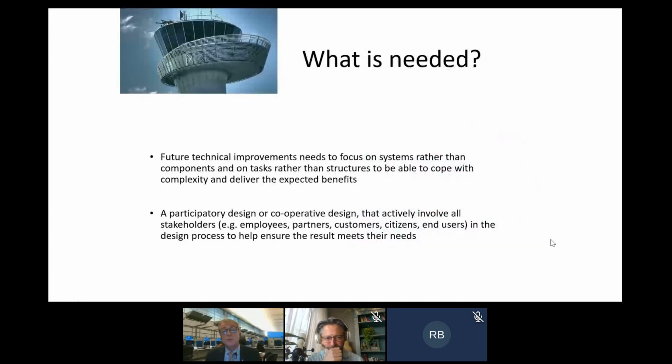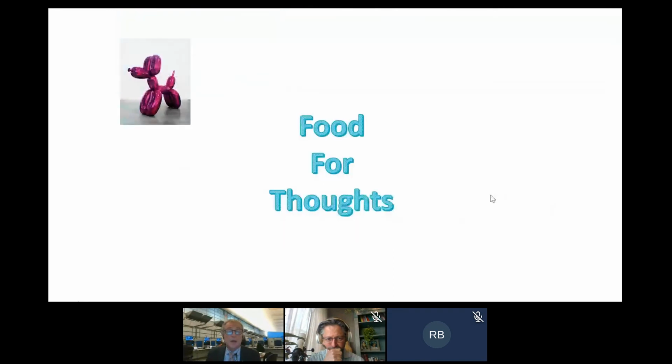The future technological improvement needs to focus on the system rather than the components, and on the task rather than the structure, to be able to cope with the complexity and the delivery of the expected benefits. A participatory design or cooperative design that actively involves all the stakeholders, in particular the employees, the partners, the customer, in the design process to help ensure the result meets their needs. This is certainly something which is very challenging in the way as well. We have set up some sort of a silo approach when it comes to technical improvement.